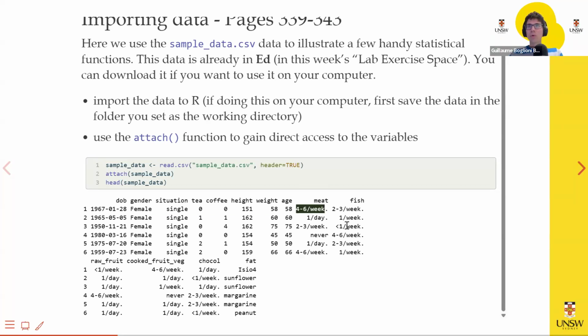4 to 6 times a week is not a number, but there's still an order to them, right? 4 to 6 times a week is more than 2 to 3 times a week, and 1 time per day is actually more than 4 to 6 times a week. And so you see, you can order those variables, which is conceptually different than something that's purely qualitative, like gender.